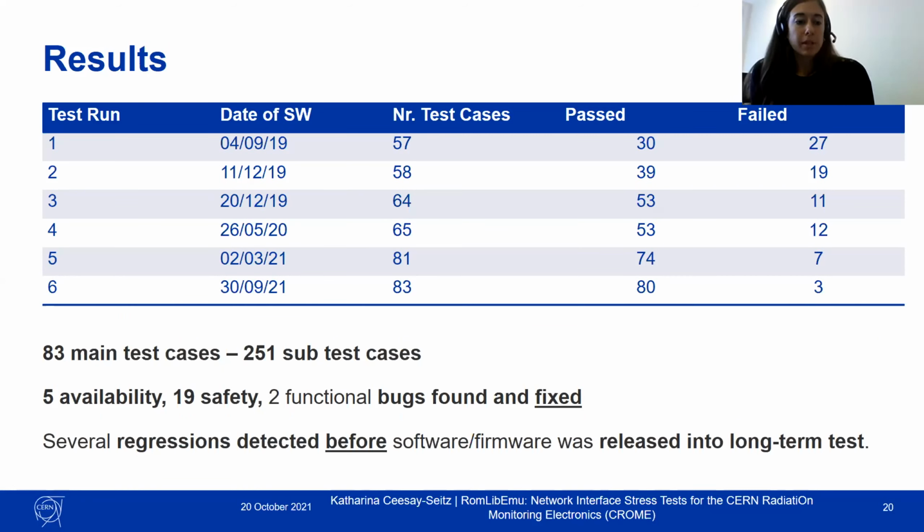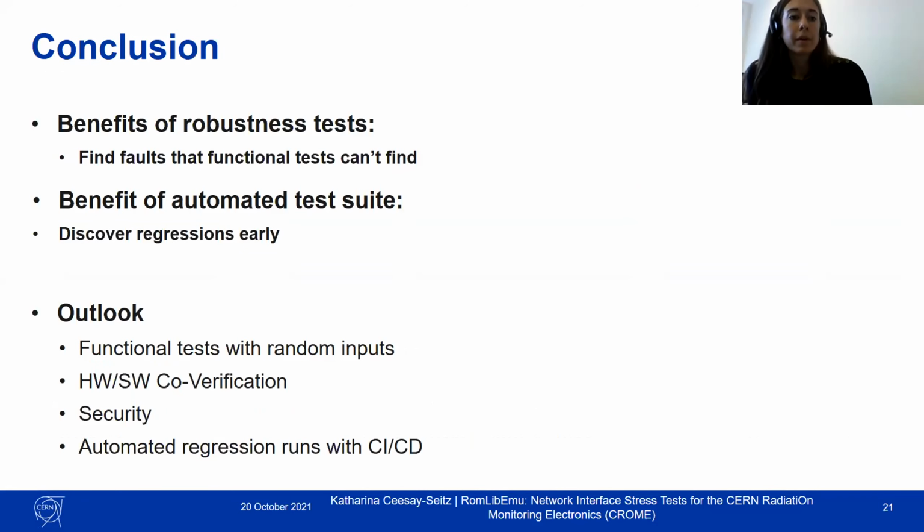And what was really an advantage is to find these regressions early, or to find not only the bugs, but also to find regressions early. In general, these are the benefits of robustness, is that we can find much more faults than we can find with functional tests. So all of them had not been discovered with the functional tests. And the benefit of automated testing is that we can discover the tests before we ever put the device into a long-term test or into operation.